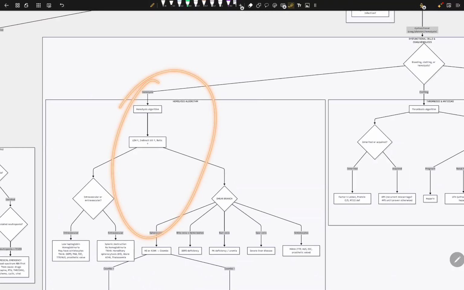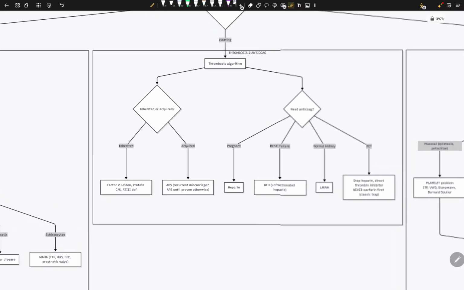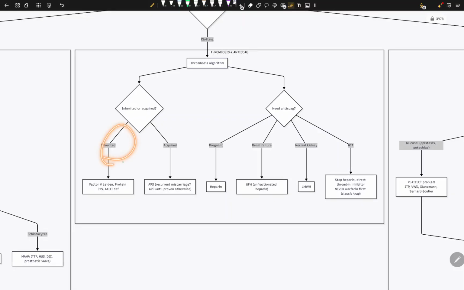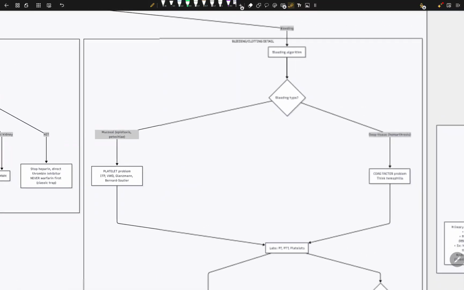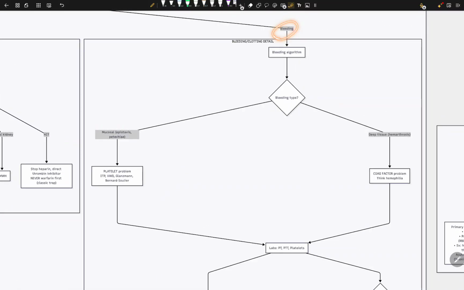So we have hemolysis done. What about the thrombocytopenia algorithm? Done. Inherited, acquired, done. We understand this. What about bleeding? If the patient is bleeding, what can we do? If the patient is bleeding, what kind of bleeding? Is it mucosal, just on the surface, or is it deep tissue?